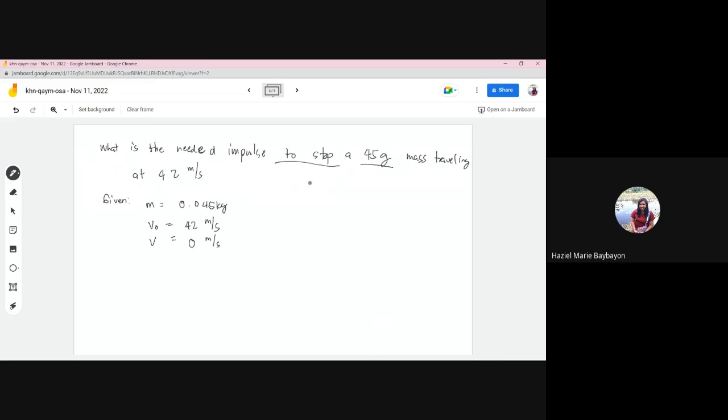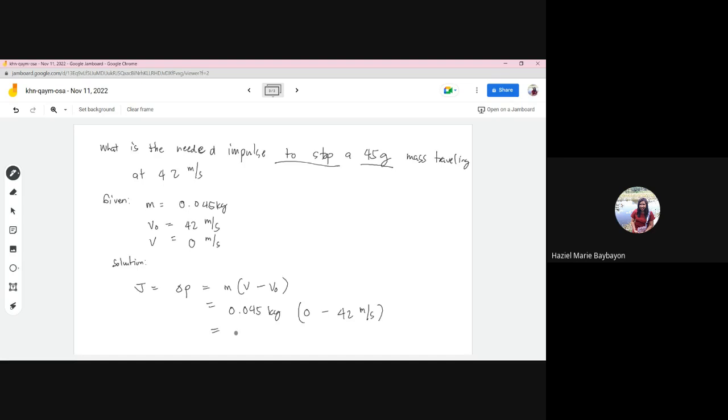Now, we know that J is equal to delta P. So we just have to account for the change in momentum. So solution. J is equal to the change in momentum. So you have m v minus v naught. So you have the mass, which is 0.045 kilogram, multiplied by the final velocity, 0, minus the initial velocity, 42 meters per second. So this is equivalent to a negative momentum.